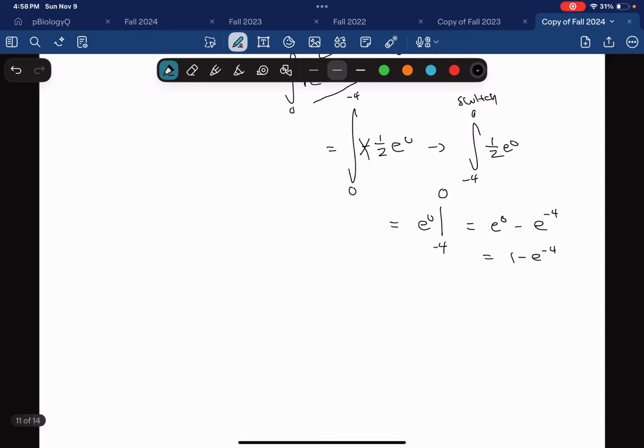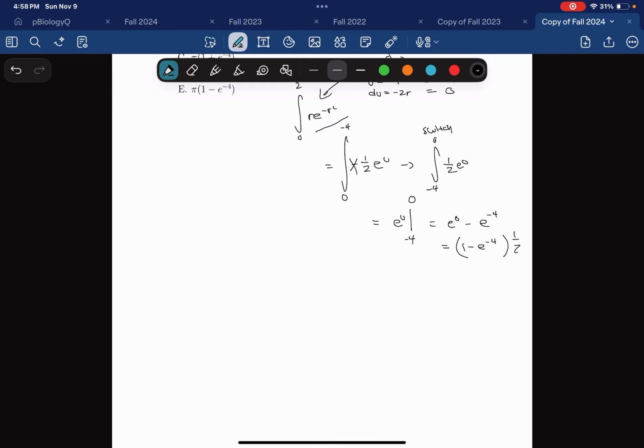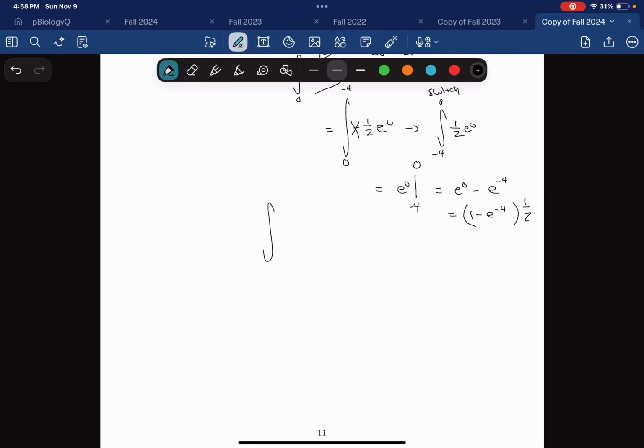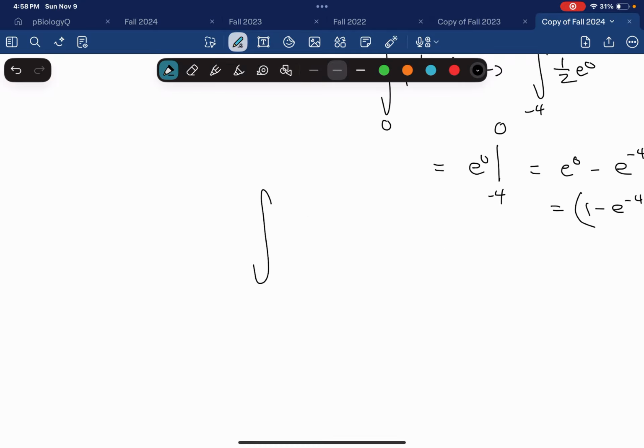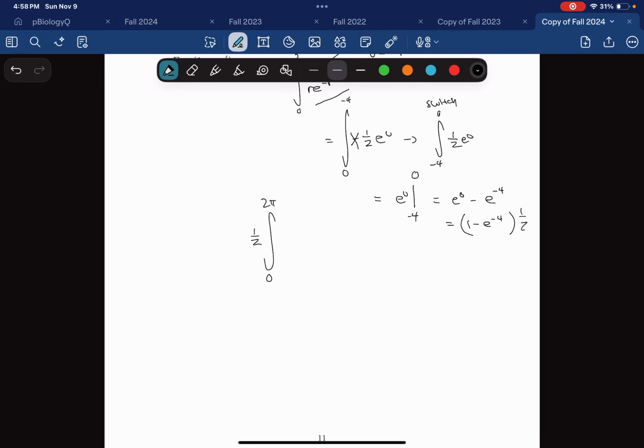Yeah. And the 1/2 is still there. But we don't have to worry about that right now. So the second one is the theta, so 0 to 2 pi. I'm going to keep the 1/2 out there.